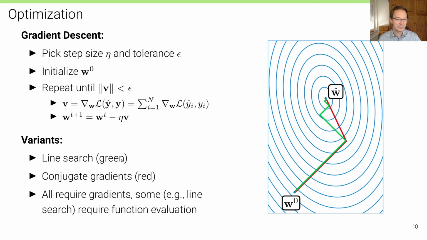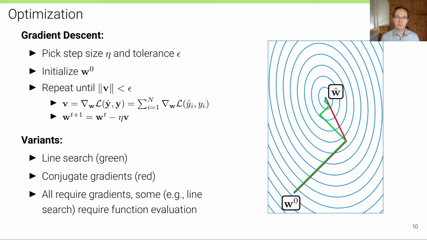So there is, for example, line search, where instead of just picking a step size, we're trying to query the optimal step size by going into the direction of the gradient until we find the minimum. There's also conjugate gradients, which provides a better direction for the next gradient step. And you can see an illustration here on the right. But what is common to all these algorithms is that they all require gradients, and some of them even require the function evaluation, like the line search.